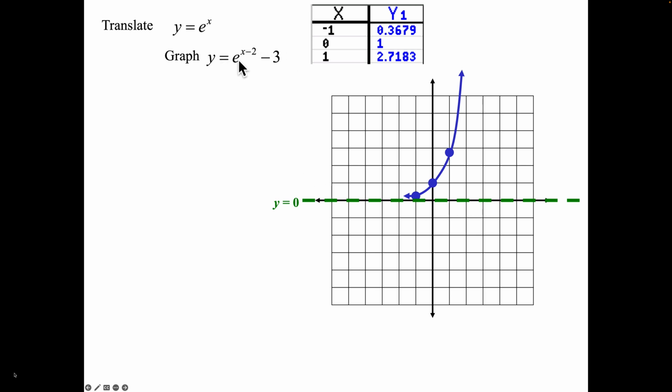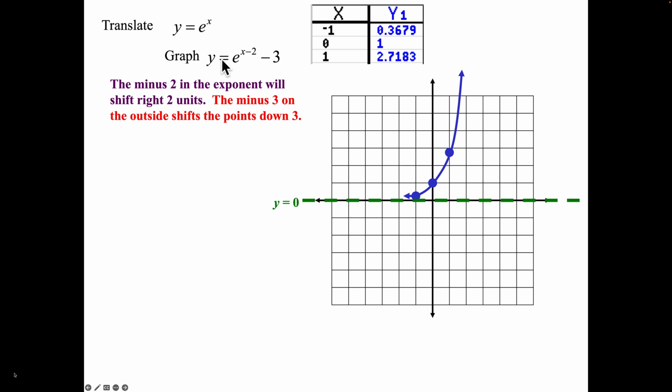So if I have e to the x minus 2 minus 3, our transformations start in the exponent position. Set that equal to 0, solve it for x equals 2, so we're shifting 2 to the right. All 3 dots go 2 squares to the right. The minus 3 on the outside, we said in class, is going to be changing things up and down. So every point goes down 3, including your horizontal asymptote. Move your points, draw your curve, and you're good to go.